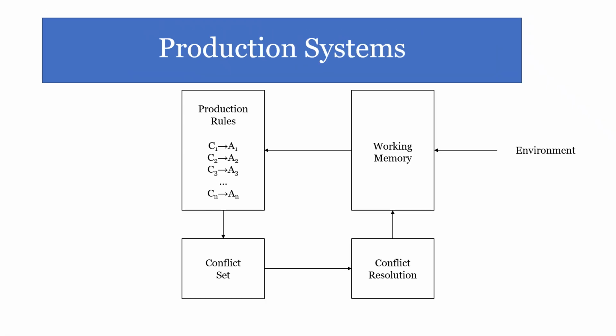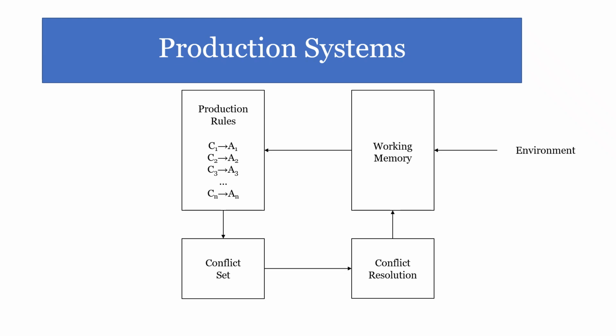Next we will be moving to the production system. This is the diagrammatic representation of a production system. Generally, a production system is a rule-based program or problem-solving system used in artificial intelligence. It consists of production rules, that is if-then rules, a working memory, and a control mechanism that decides which rule to apply. Let me see what the components are. One is the production rule, then working memory, conflict set, conflict resolution, and finally the environment.